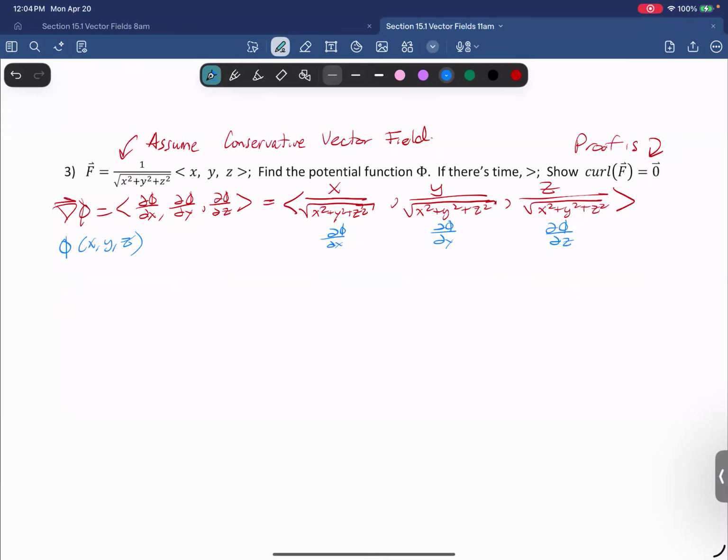All right, so we're going to take d phi dx and integrate it with respect to x, which means integrating that with respect to x. Not the most fun thing. Do a quick u-substitution on the inside.